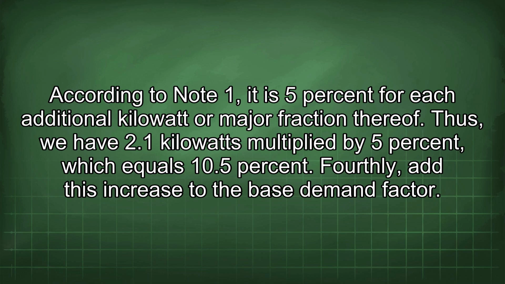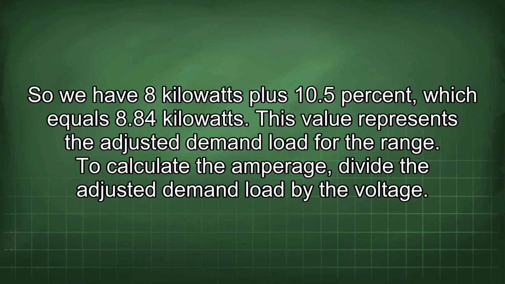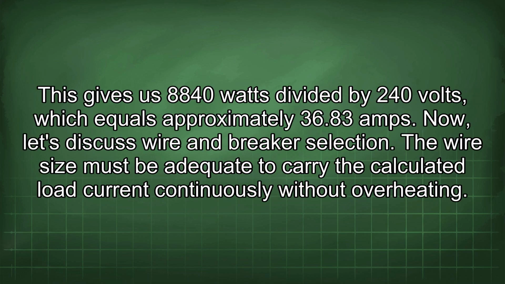Fourthly, add this increase to the base demand factor. So we have 8 kilowatts plus 10.5%, which equals 8.84 kilowatts. This value represents the adjusted demand load for the range. To calculate the amperage, divide the adjusted demand load by the voltage. This gives us 8,840 watts divided by 240 volts, which equals approximately 36.83 amps.